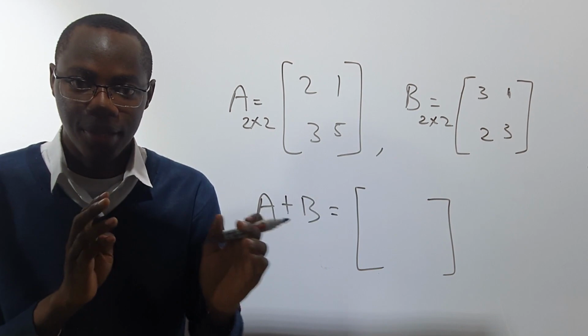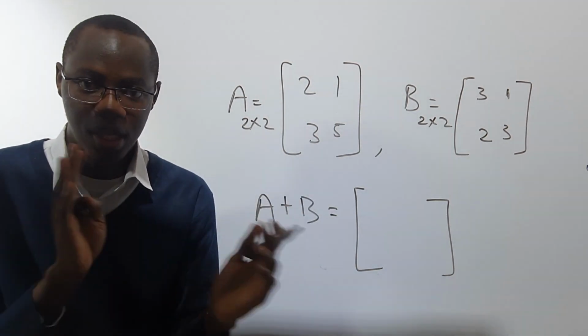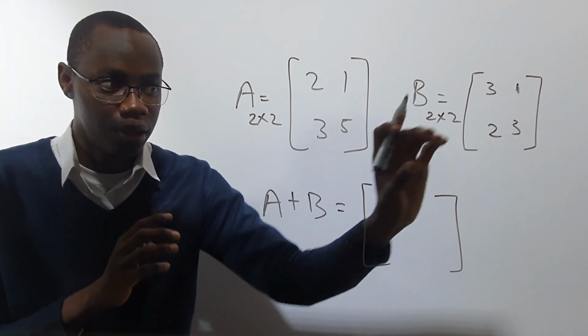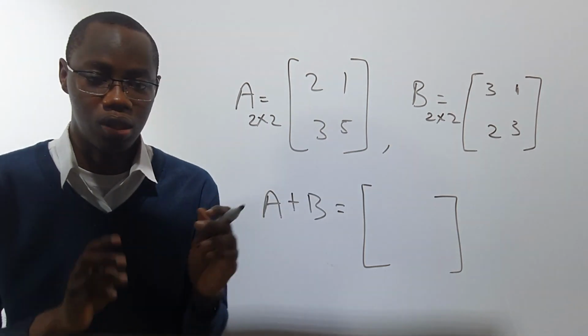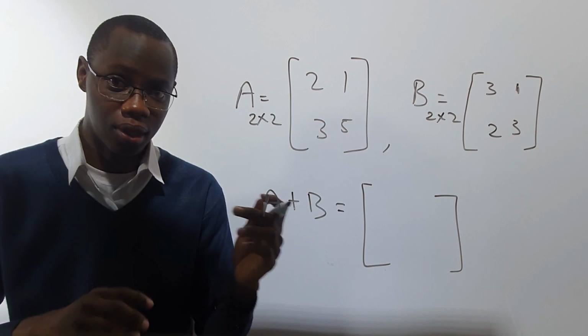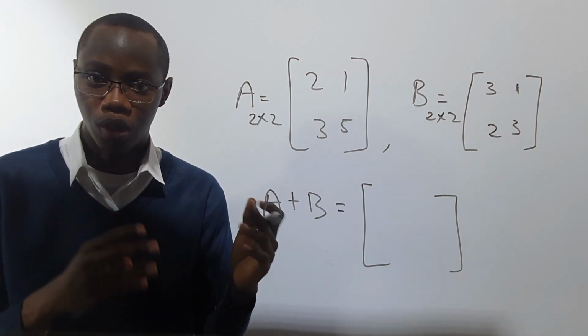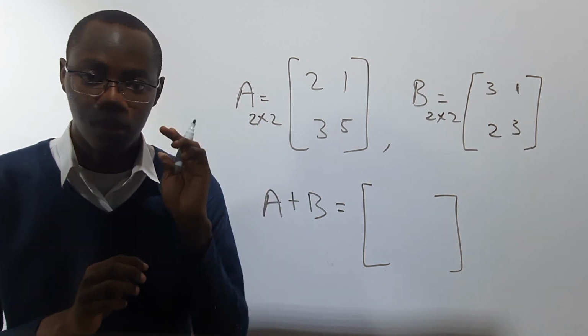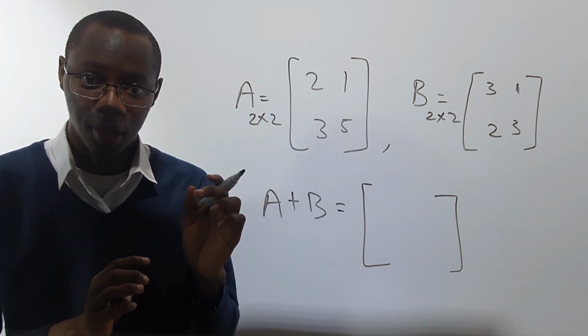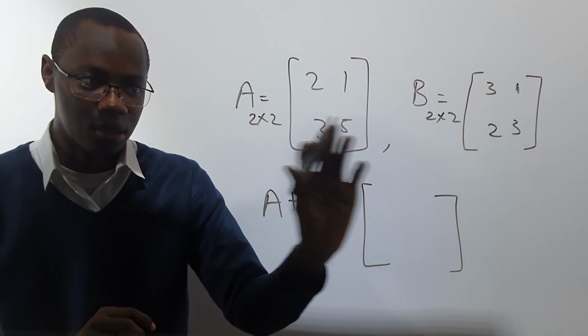So if the order is not the same, if one matrix is bigger or slightly bigger than the other one by order, then you can't add it. You cannot add those two matrices. It's not possible. That will be the answer: undefined or not possible. You cannot perform the operation addition or subtraction on matrices that are not of the same order.